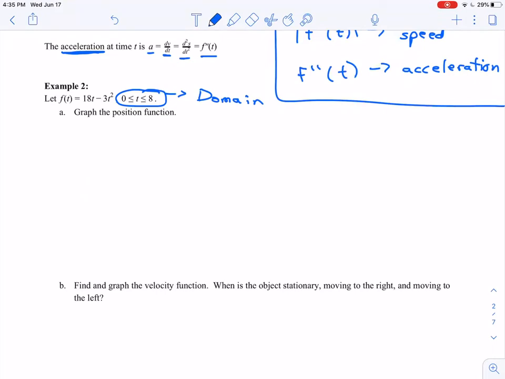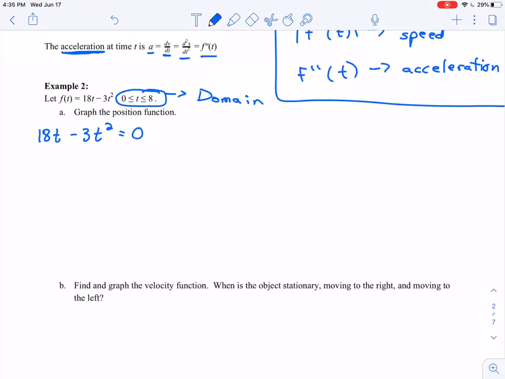We can talk about maybe the vertex, or I think if we can figure out where it crosses the x-axis, that would be very helpful. Because right now, all I want is a rough sketch. It doesn't need to be super detailed. I want a rough idea of what this function looks like. So I'm going to find the x-intercepts, which means I'm going to take my function 18t minus 3t squared, set it equal to 0, and solve for t.